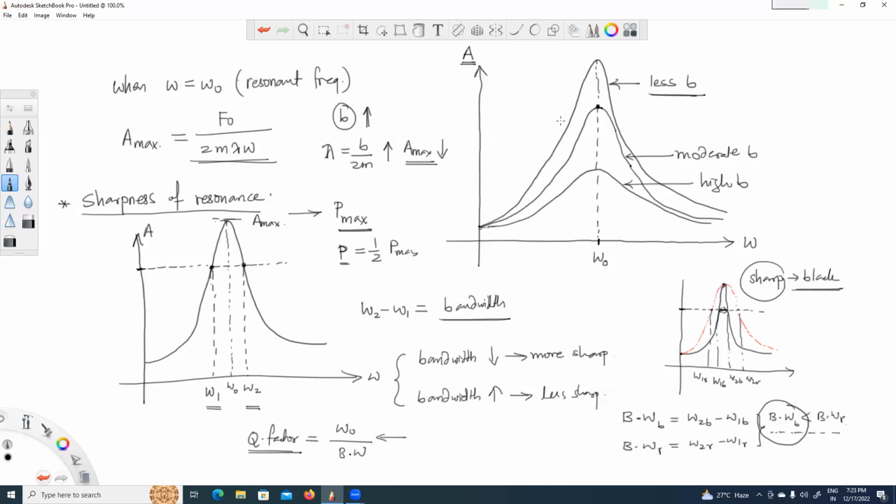And in this condition, if I don't have damping at all, my amplitude will shoot up to infinity. But in practice, we never have B equal to 0. So we are not bothered about that. We'll have a certain maximum amplitude which is finite in value, right?